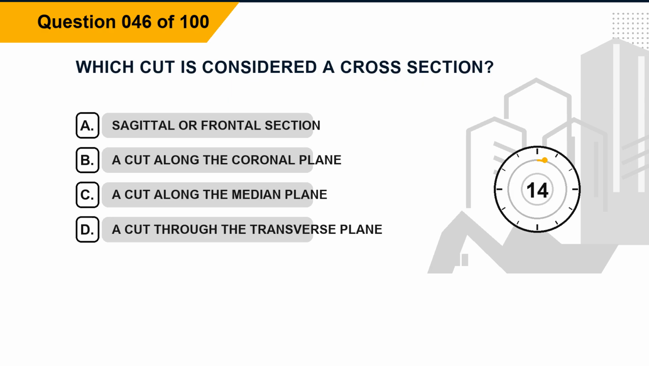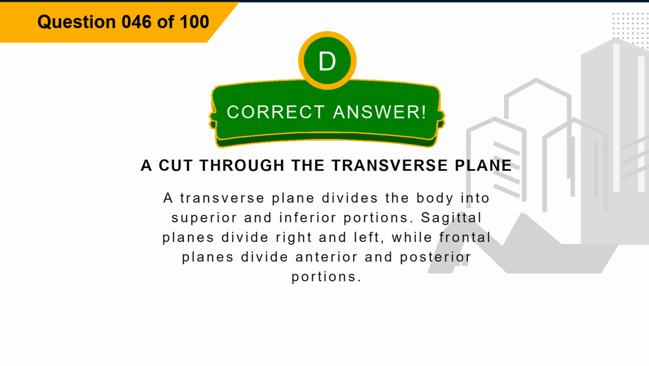Question 46. Which cut is considered a cross-section? Option A, sagittal or frontal section. Option B, a cut along the coronal plane. Option C, a cut along the median plane. Option D, a cut through the transverse plane. The correct answer is option D, a cut through the transverse plane. Explanation. A transverse plane divides the body into superior and inferior portions. Sagittal planes divide right and left, while frontal planes divide anterior and posterior portions.